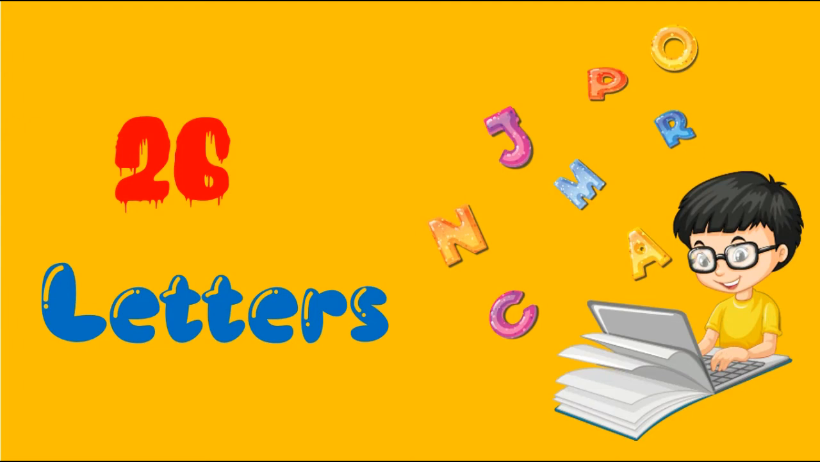That's it, little kids. These are our 26 letters in the English alphabet. Did you get them? Let's repeat together. A, B, C, D, E, F, G, H, I, J, K, L, M, N, O, P, Q, R, S, T, U, V, W, X, Y, and Z.